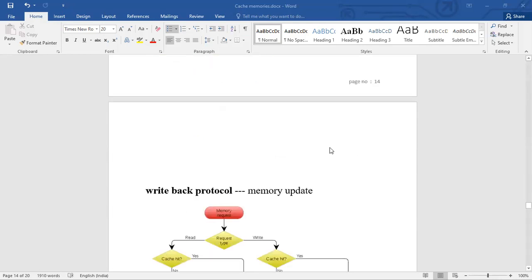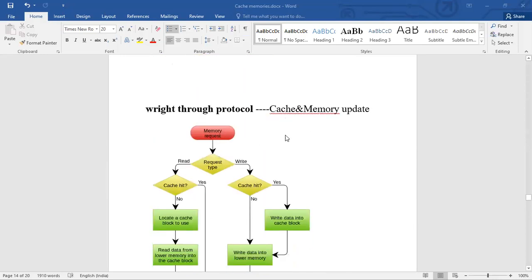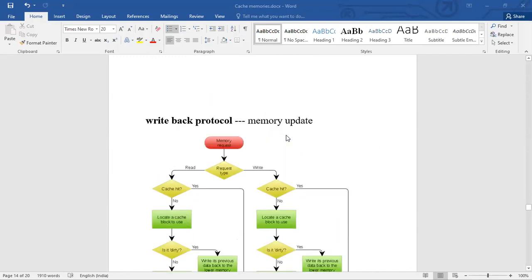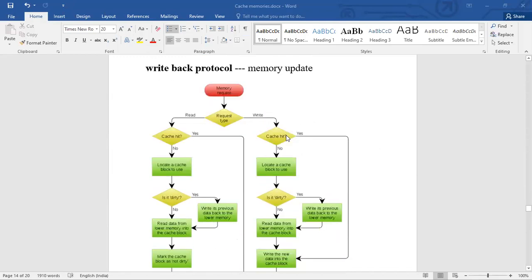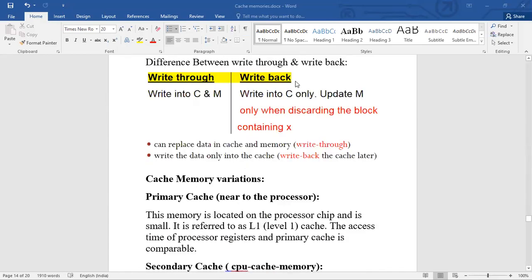This is the write through protocol and the write back protocol. Here you can clearly observe the differences, which I am going to explain, so you can get a clear picture about this. The same way in the write protocol also, we can see this. When you write onto the cache memory, the cache and the main memory update simultaneously.